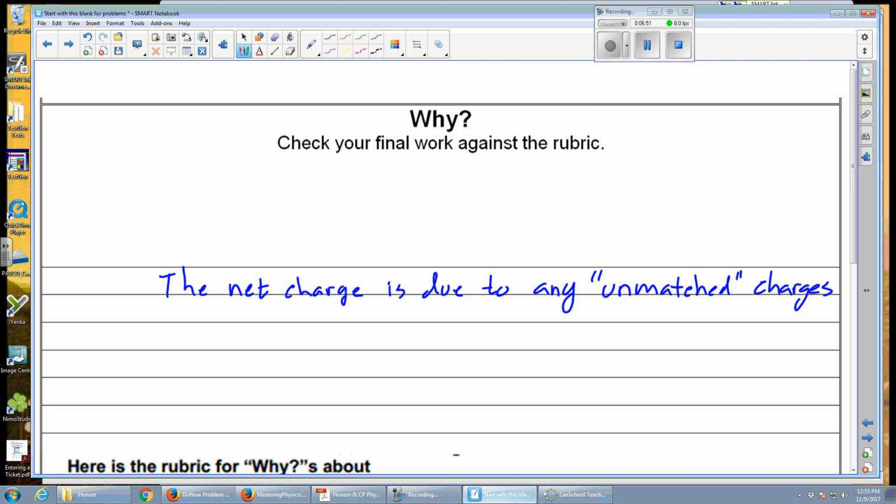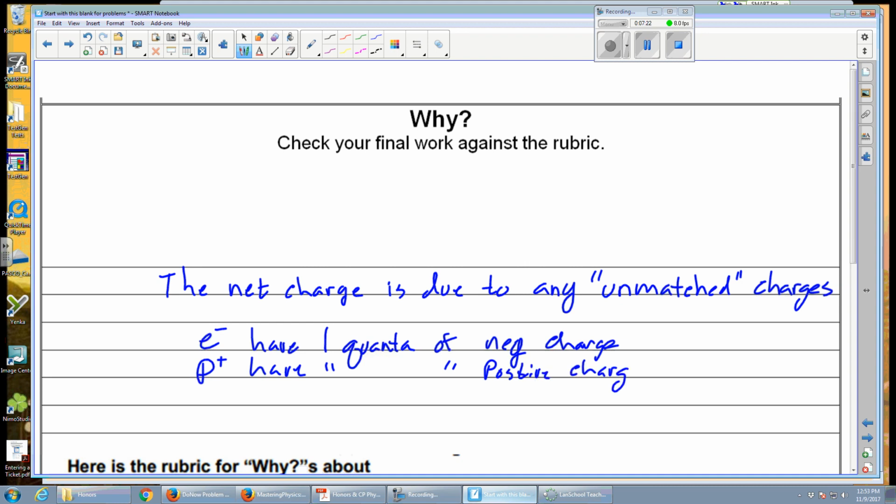So, the net charge is due to any unmatched charges. You could go as basic as electrons have one quanta of negative charge, and protons have one quanta of positive charge. I really wish they named them Fred and Ethel or something like that rather than positive and negative. Make a lot less screw up.